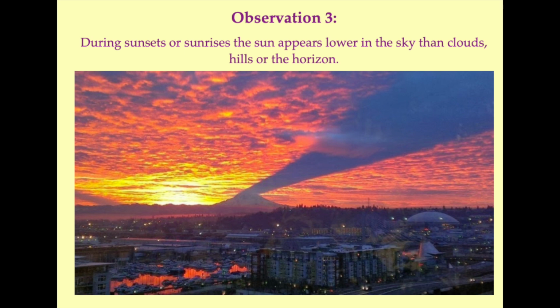Our third observation is the geometry of sunrises and sunsets. During these events, the Sun appears to be lower than the cloud cover, than hills, than the horizon. This is utterly inconsistent with the flat Earth geometry, but entirely expected as the Sun moves beyond the curvature of the Earth. The same principles apply to the observed patterns of motion of the Moon and the stars.